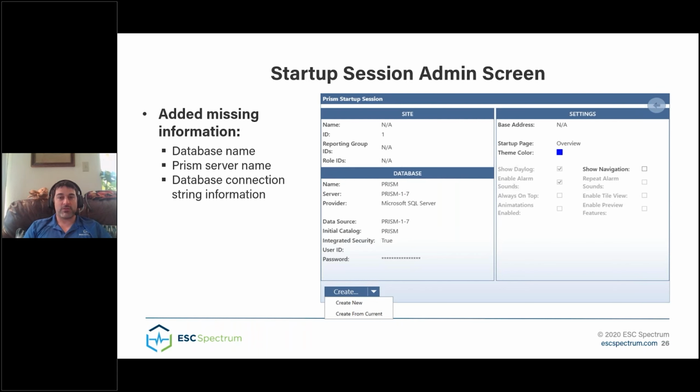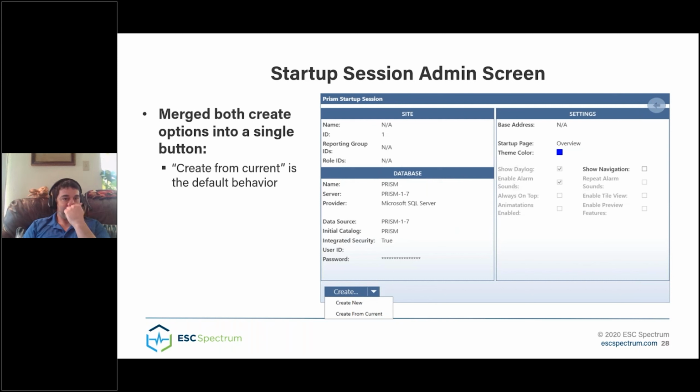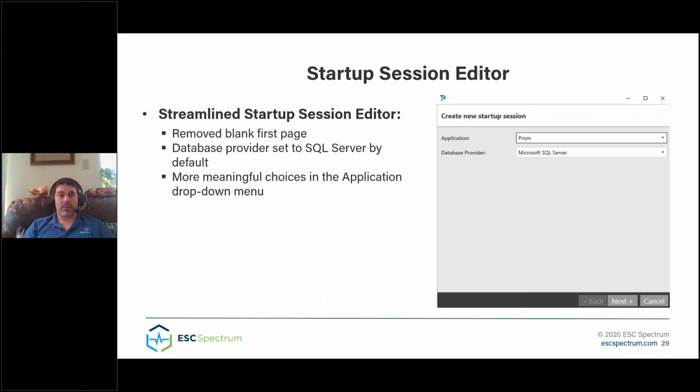So if you navigated to it through the admin menu, you'd see something like this. And it gives you the options to create new ones, which is kind of starting from scratch, or you can create from current. So whatever settings you have set up, and that's what you're using to view the main application, you can create a new SView file based off of that. And this is what the wizard would look like when you do the create from.